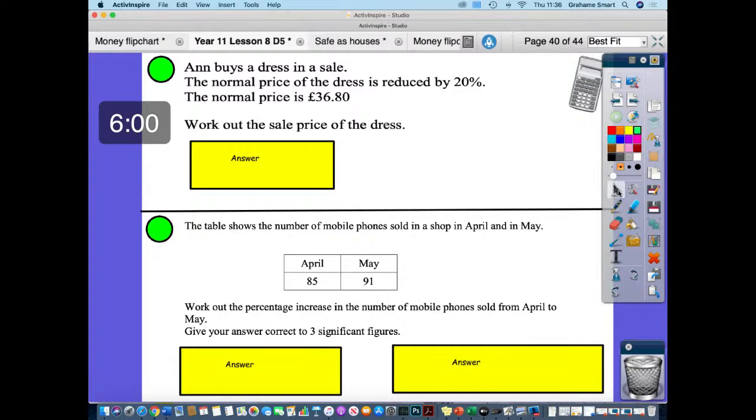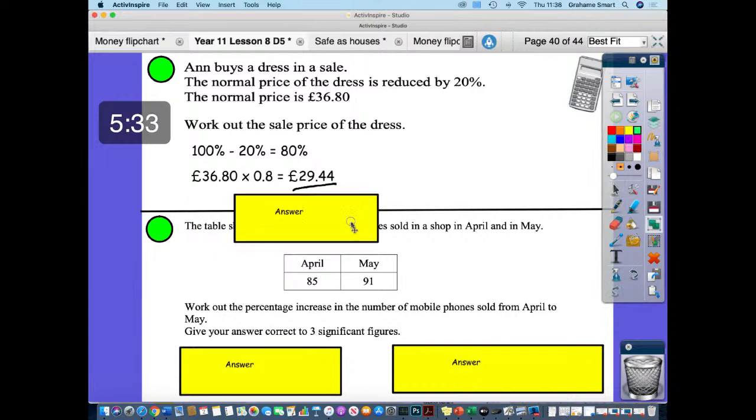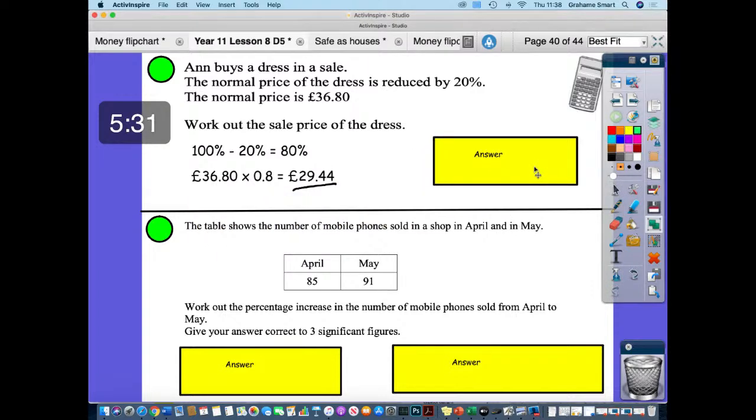The normal price of a dress is reduced by 20%. The normal price is £36.80. So we've got the original price and we've just got to reduce that by 20%. So in my head, I've just done 100% take away 20% is 80%. 80% as a decimal is 0.8. And I've just multiplied £36.80 by 0.8 to give me £29.44. Nice easy one. I'm sure you all got that. Even if you could have done it in different ways, that's just the way we've been doing it during this session, so I've been consistent.